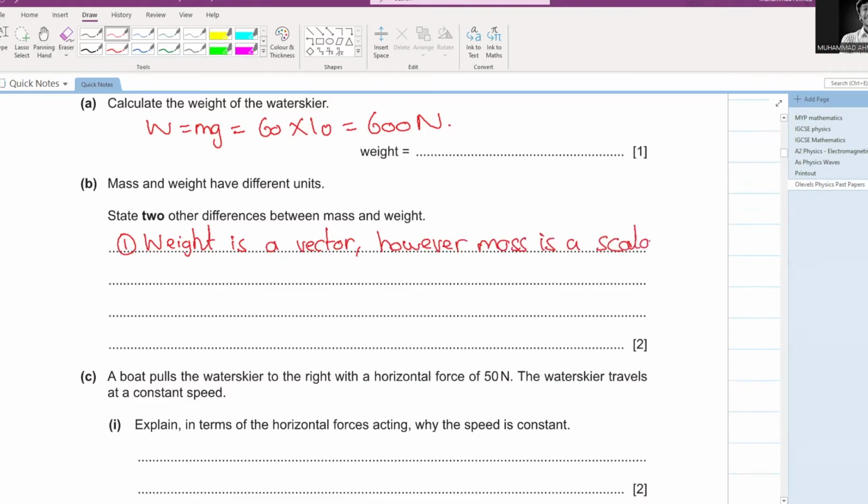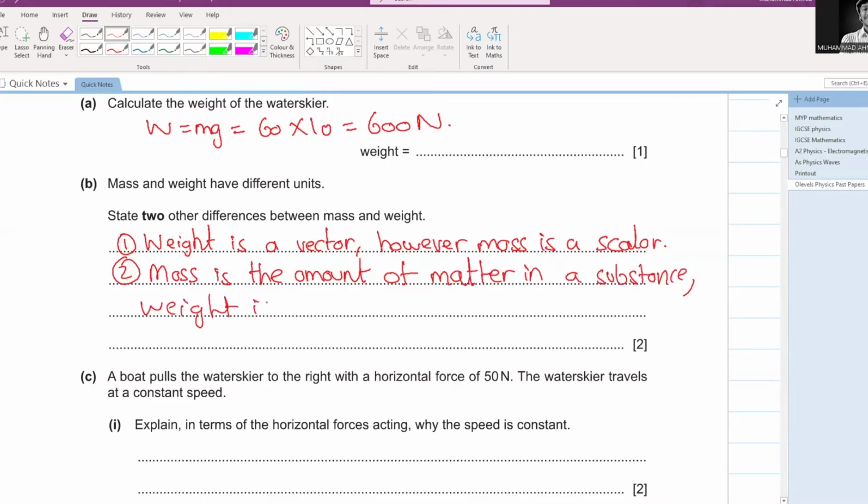Second difference, what will you write, beta? You will say that mass is the amount of matter in a substance. And what is weight? Weight is the force due to the gravitational field strength. Perfect. Nothing complicated here.